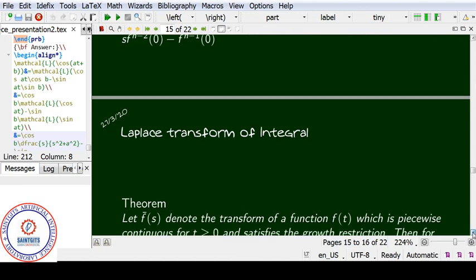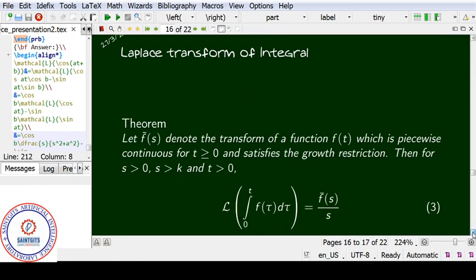We try this guess in this theorem. Let f bar of s denote the transform of the function f of t, which is piecewise continuous for t greater than or equal to 0 and satisfies the growth restriction. That is in the existence theorem of Laplace transform. Then for s greater than k and positive t, Laplace transform of this integral becomes f bar of s by s. Yes, the guess is true. If we take Laplace transform of integral, this is simply dividing the transform by s. There are no additional terms on the right hand side.